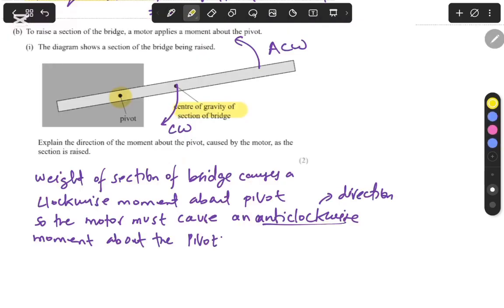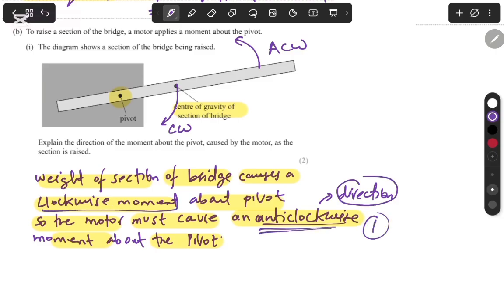So this is going to be your answer. The weight of the section of bridge causes a clockwise moment about the pivot, so the motor must cause an anti-clockwise moment about the pivot. This tells us the direction of the moment about the pivot caused by the motor, which is anti-clockwise. You get 1 mark for this, and you get 1 mark for mentioning this. That's going to be your 2 marks.